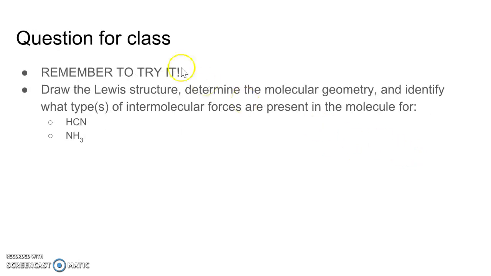All right. Please remember to try this. Okay, so what I'd like for you to do is go and draw the Lewis structure, determine the molecular geometry on the center atom, and then using both of those things, think about whether something's polar or not. I know, it's a little tricky. Make sure you identify what types of intermolecular forces are present in the molecule. I'd like you to do this for two things: hydrogen cyanide and ammonia.